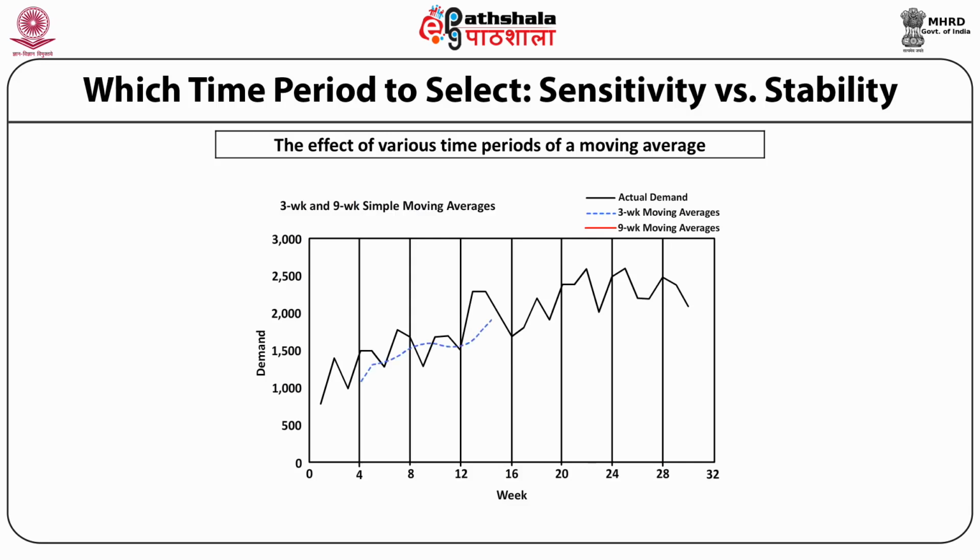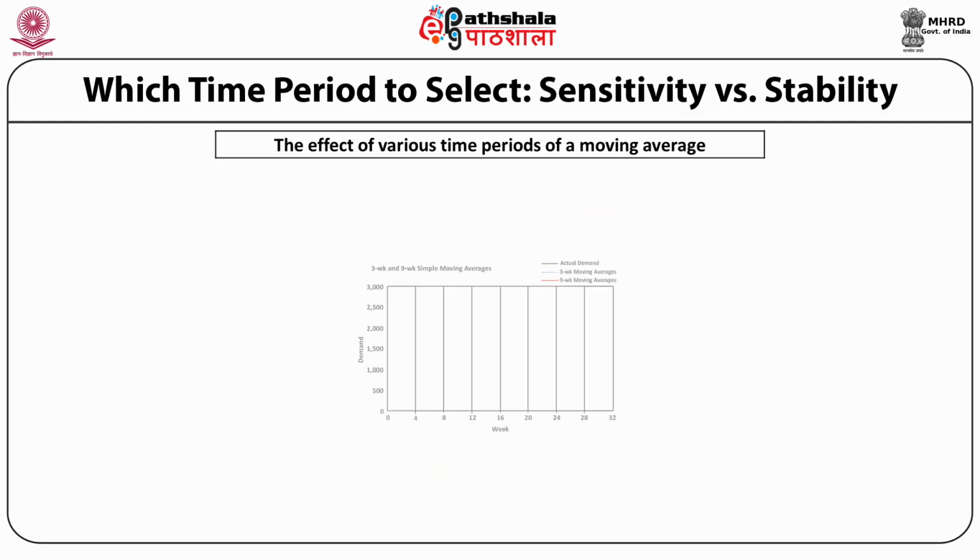It shows graphically the effects of various time periods of a moving average. It can be inferred from the graph that by using 9-week period, the prediction line is much smoother and thus provides an easier way of predicting next period's demand.